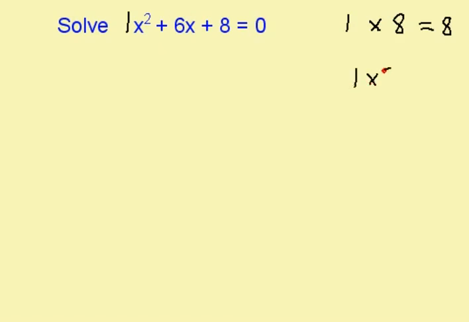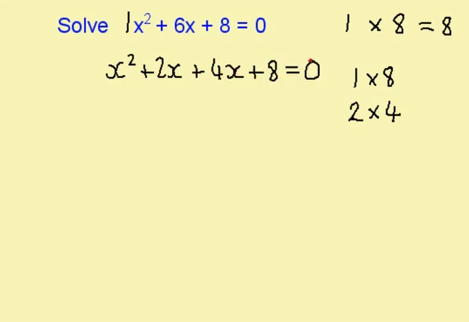So 1 times 8 will give us 8, but they won't add up to give us 6. 2 times 4 will give us 8, and they will add up to give us 6. So we're going to split this 6x into 2x and 4x. So we have x squared plus 2x plus 4x plus 8 equals 0.